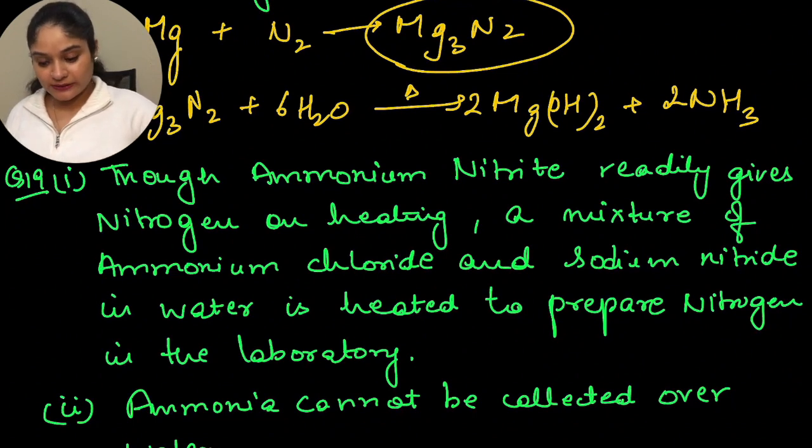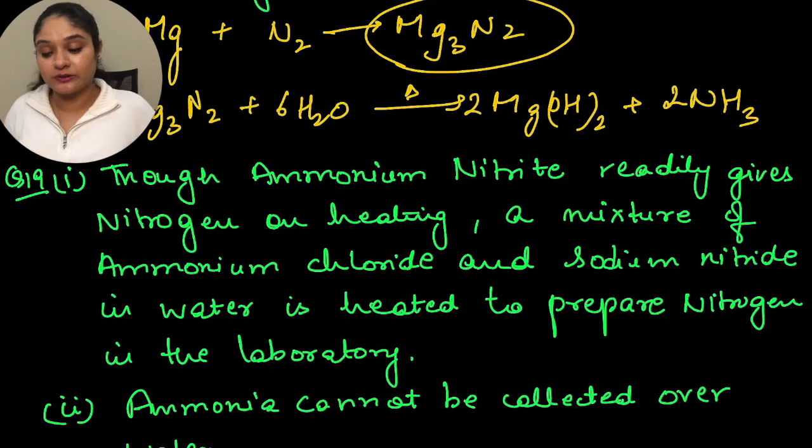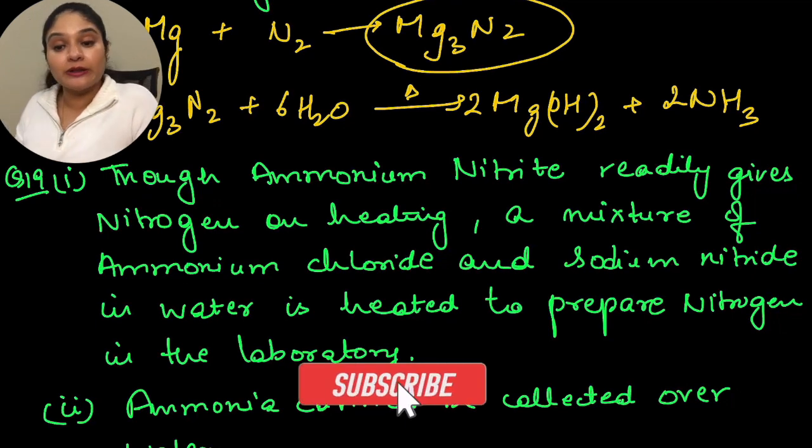The question says, though ammonium nitrite readily gives nitrogen on heating, a mixture of ammonium chloride and sodium nitrite in water is heated to prepare nitrogen in the lab. The reason is that ammonium nitrite cannot be stored at room temperature, so it is difficult. Therefore nitrogen is obtained by heating ammonium chloride and sodium nitrite. Let's move on to the next question.